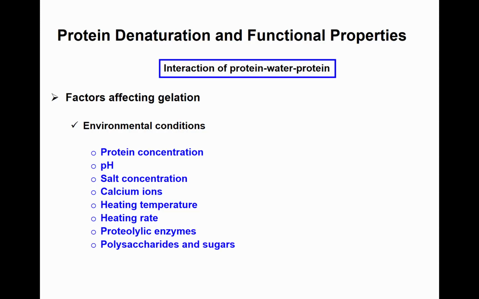Polysaccharides and sugar. Sometimes if you have polysaccharides in the system, it will enhance gelation because polysaccharides will enhance the water interaction. Sometimes you have a lot of sugar in there. It will compete with interacting with water, and you won't form a good gel. So you want to find the right concentration in the mixture to form a gel.